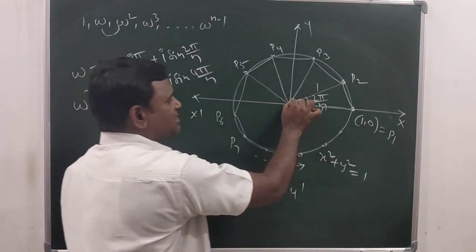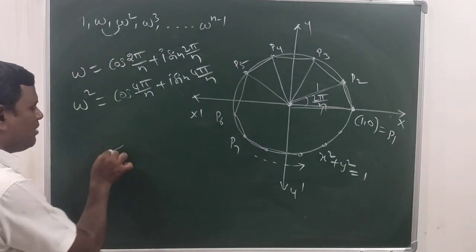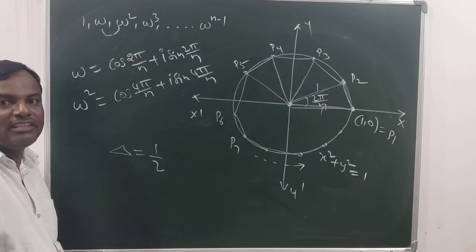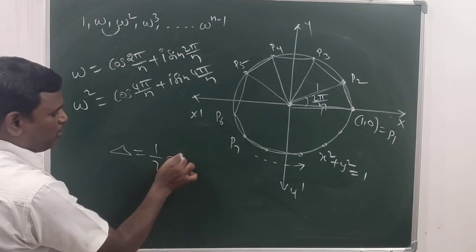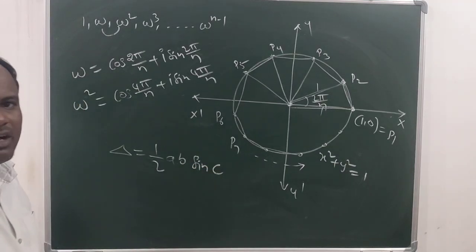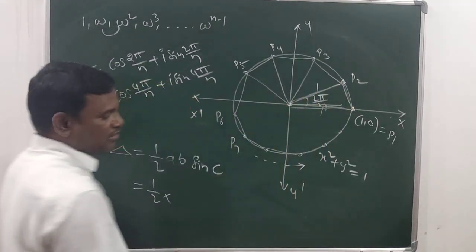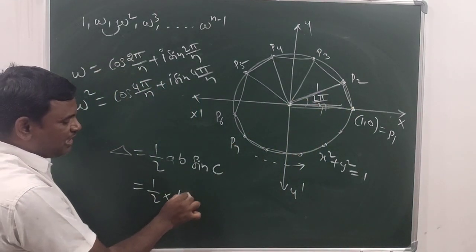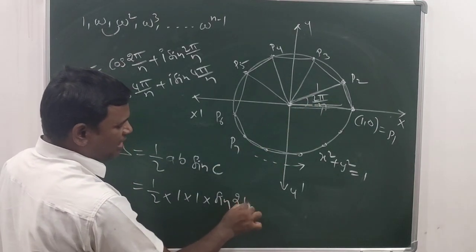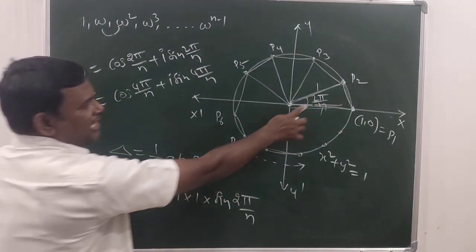Now I am trying to find this triangle's area. How can I find it? You learned one formula in properties of triangles, solution of a triangle, in trigonometry: 1 by 2 ab sin C. You read this formula, right? Apply that formula: 1 by 2, this is 1 unit, this is 1 unit. So, the product of adjacent sides and the sine of the included angle. Here the included angle is 2 pi by n. Yes, you got one triangle's area.